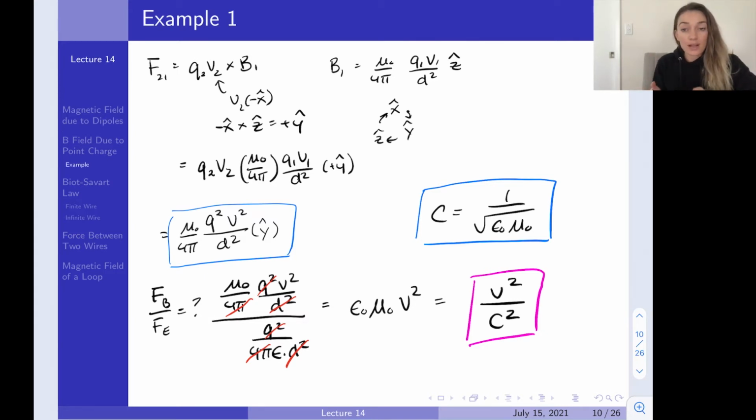Now, since protons have mass, they can't actually move at the speed of light. So the magnetic force and the electric force will never be equal. The magnetic force will always be weaker. And this is a general thing that we're going to see as we do more magnetism. The magnetic force is very weak compared to the electric force, and it's weaker by a factor of c. So we'll see that more later.